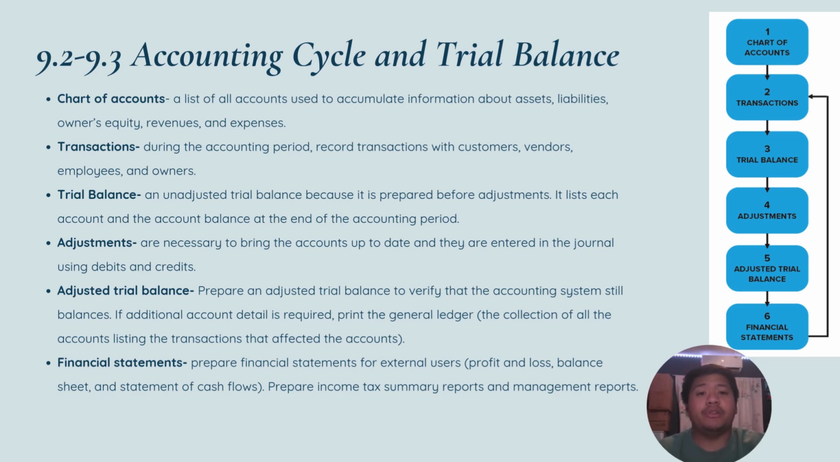To begin with 9.2 to 9.3, which is the accounting cycle and the trial balance. Now, the accounting cycle is a process that businesses follow to record, adjust, and summarize financial transactions for a given period, typically 1 month, a quarter, or 1 year.